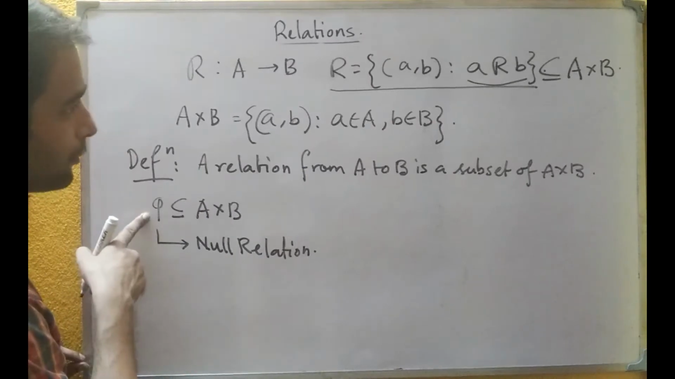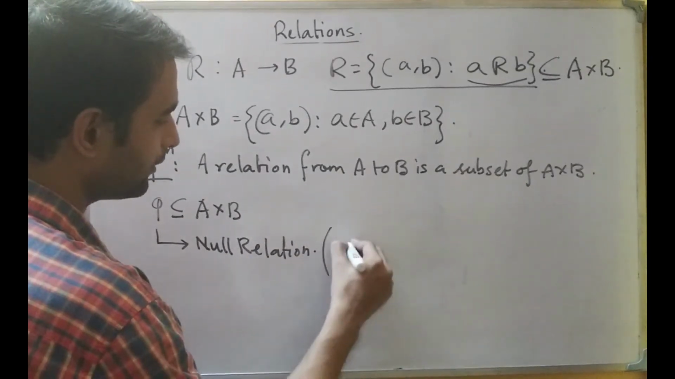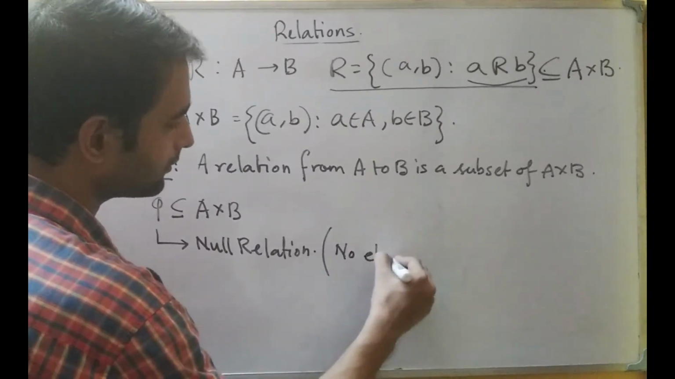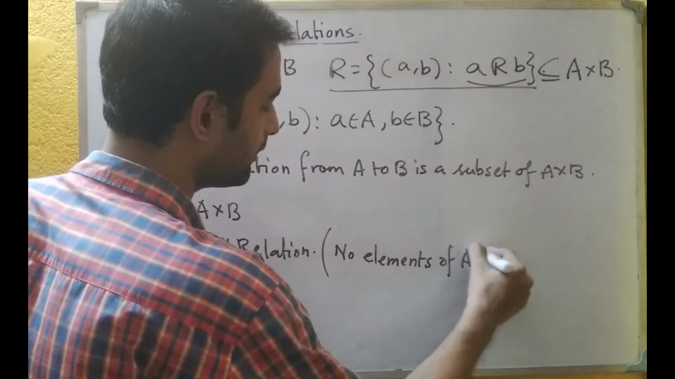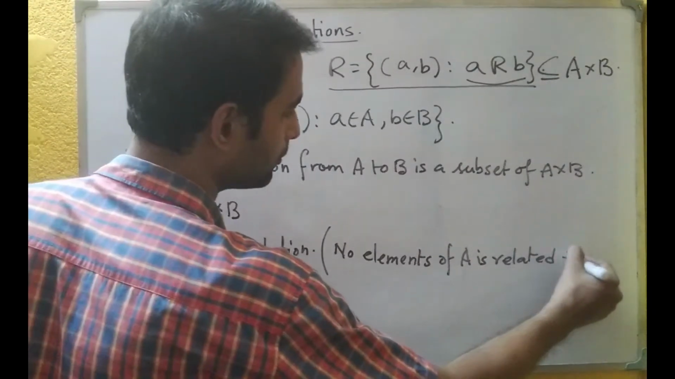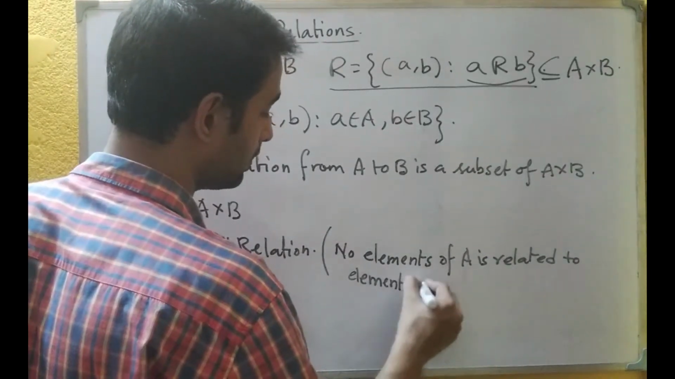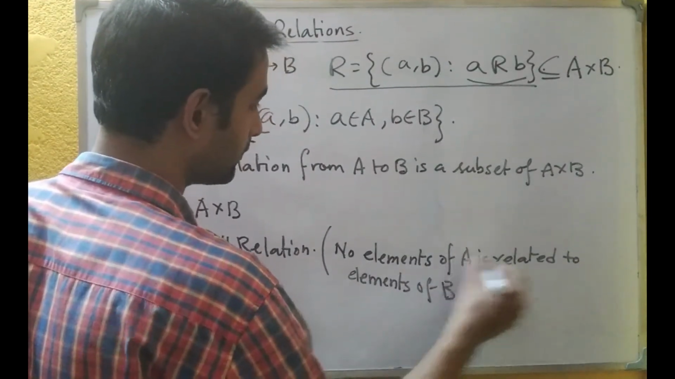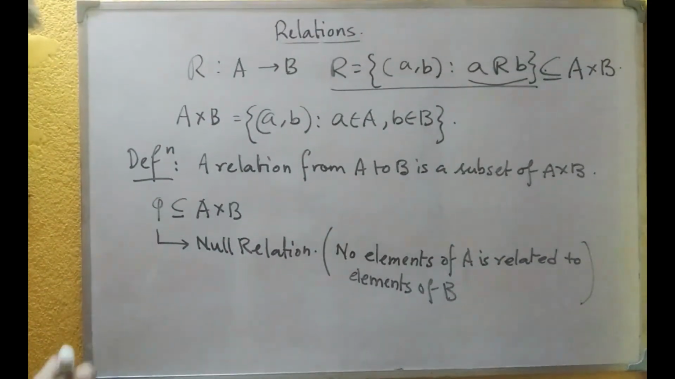And since it has no elements, we say that there are no elements of A related to elements of B. So in this way we express the relation that is called the null relation.